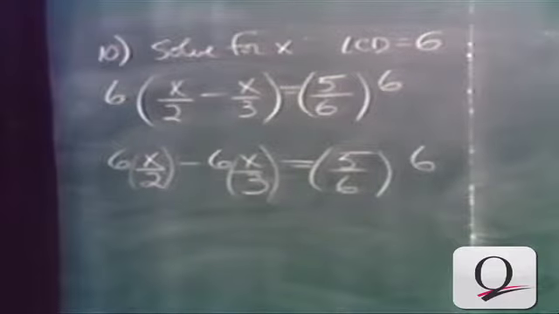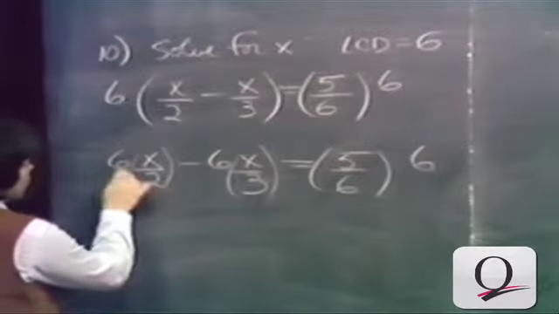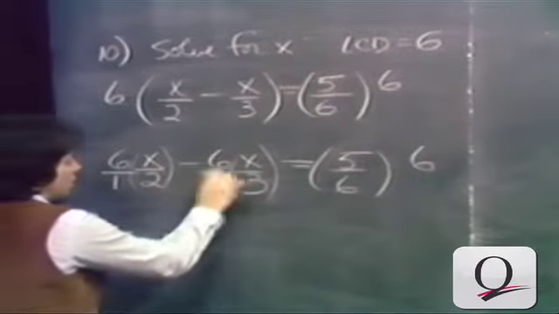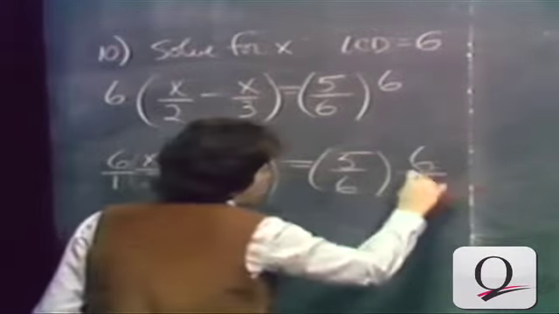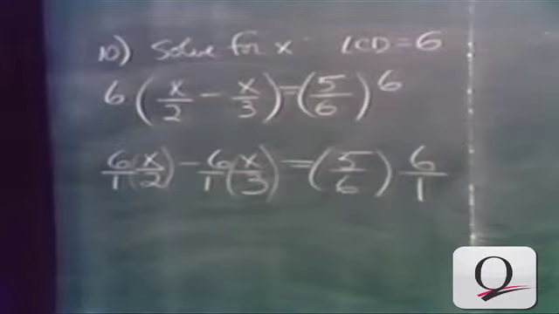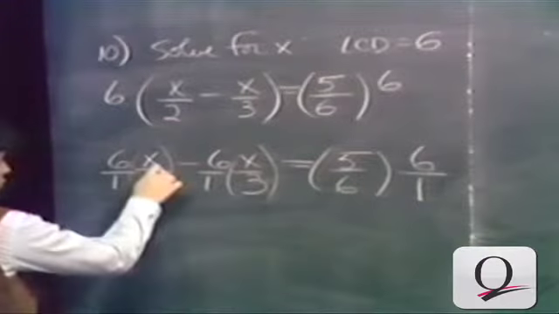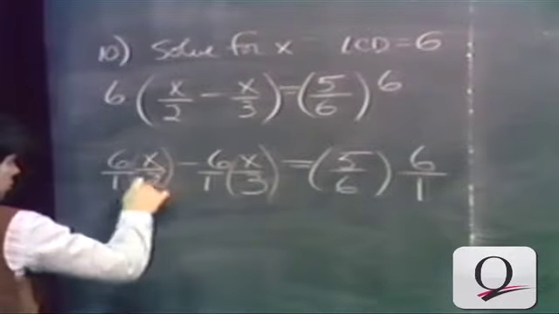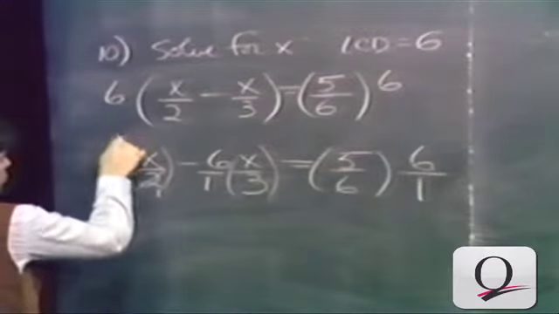Now, let's do our canceling. If it helps you, you can think of this as 6 over 1. And then it looks more like our multiplication of fractions that we had earlier. 2 divided by 2 gives us 1. 6 divided by 2 gives us 3.